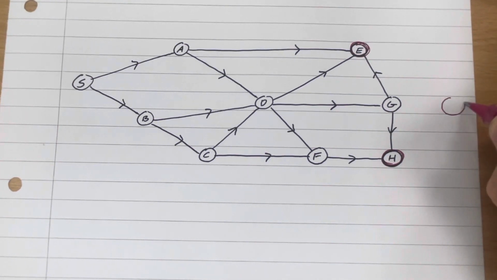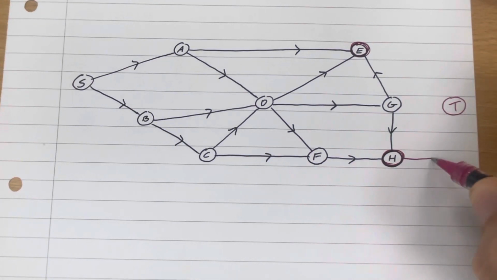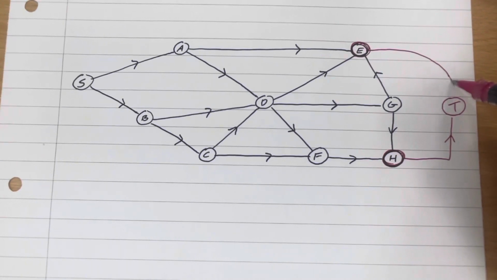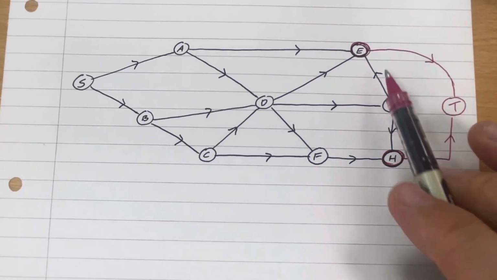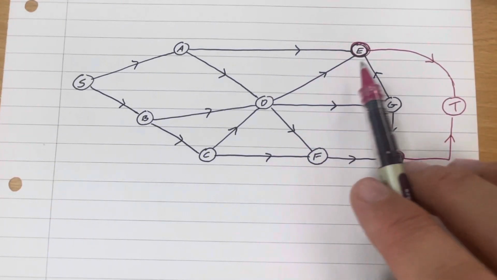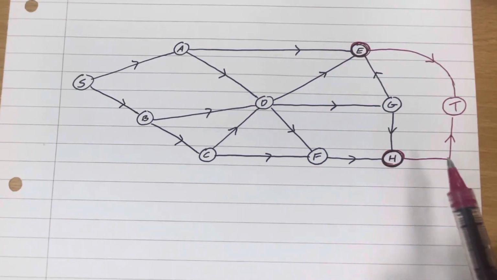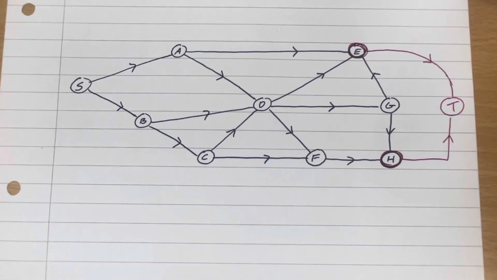So my super sink, which is going to be a node with the letter T in it, is going to have an arrow coming that way and an arrow coming that way. Okay. The number that would go on that arc would be the sum of those three, and the number that would go on this arc would be the sum of those two. Okay. That's super sources and super sinks. That's really all there is to know for that.